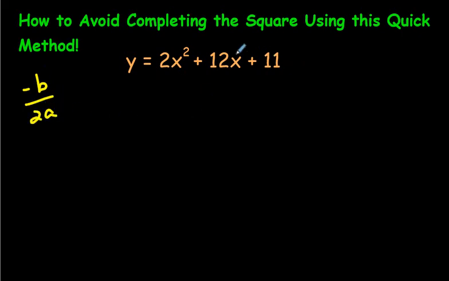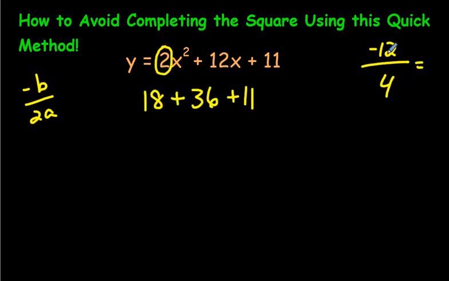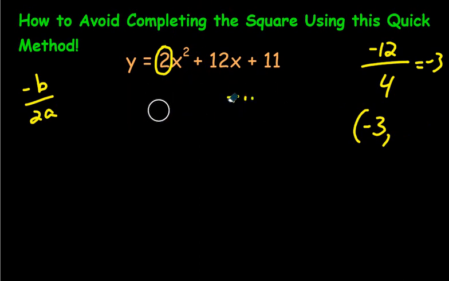If we're supposed to figure out what the vertex is, you would say, okay, negative b is negative 12. And 2 times a, well, a is 2, so 2 times 2 is 4. And negative 12 divided by 4 is negative 3. So this is the x value of our vertex, negative 3.